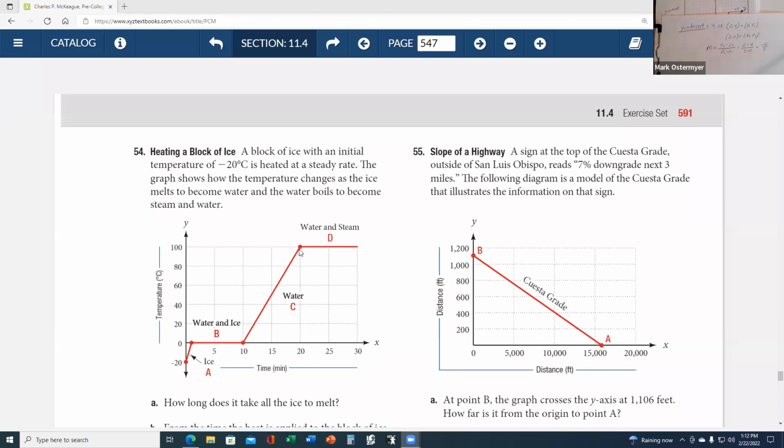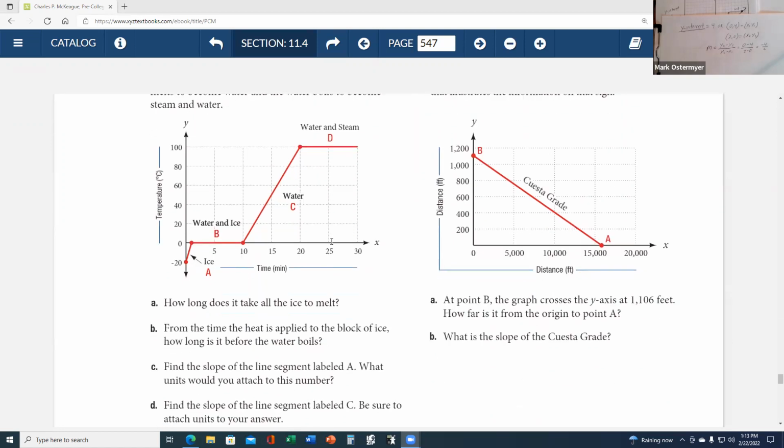So the water temperature then rises eventually to 100 degrees Celsius, in which case evaporation will occur, where the water changes phase again from a liquid to a gas. And that occurs at a constant temperature. Okay, so this graph indicates the temperature on the vertical axis versus the amount of time it takes to experience all these different phases of solid, liquid, and gas. All right, question A here: how long does it take all the ice to melt?